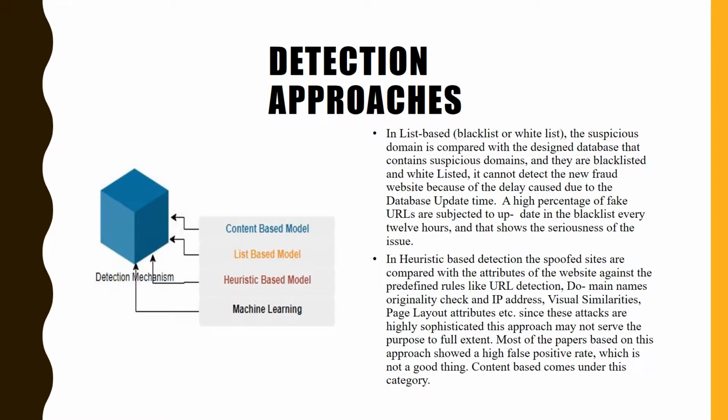Now let's see the detection approaches. So usually the detection mechanism consists of two models. One is a feature based or content based model, and the other is list based. In the list based, there are two types, one is blacklist and the other is whitelist. The suspicious domain is compared with the designed database that contains suspicious domains. They are called blacklist database.